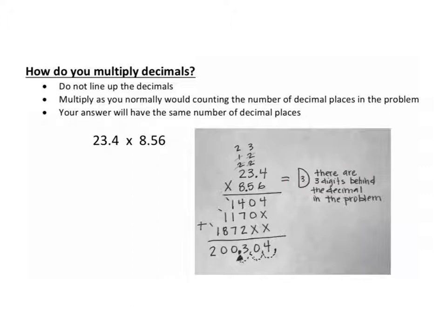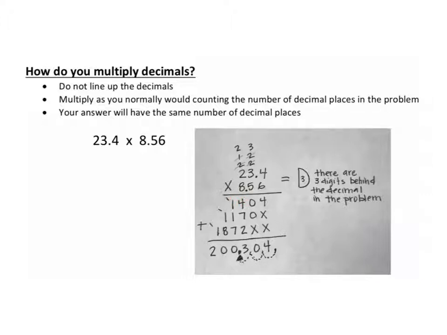So now we can multiply regularly. I've already done the problem for you, so we can kind of just breeze through this. 6 times 4 gives us 24. So we put a 4, carry the 2. 6 times 3 gives us 18, plus the 2, that's 20. Put a 0, carry the 2. 6 times 2 gives us 12, plus the 2 is 14.